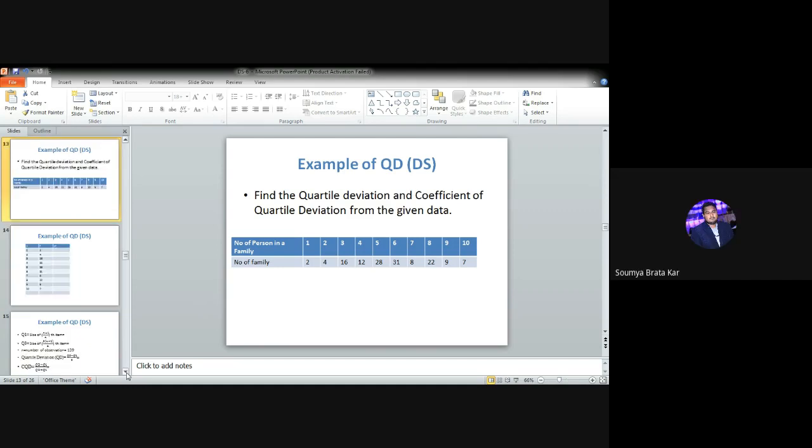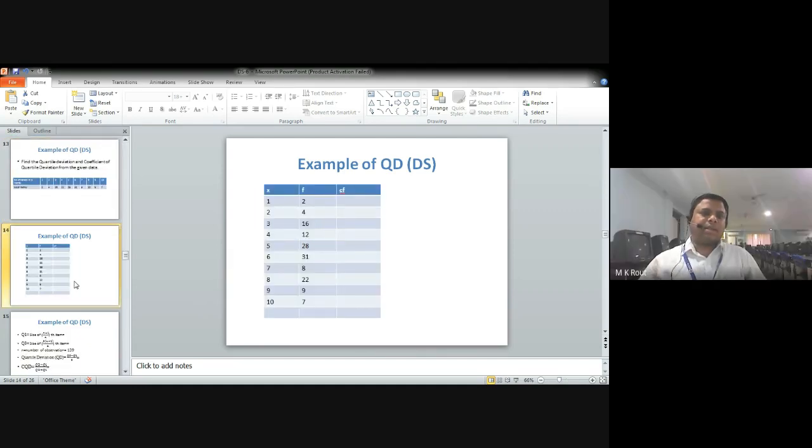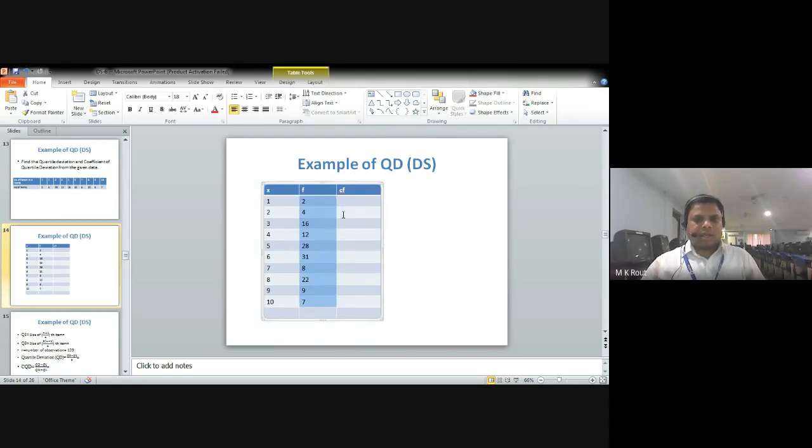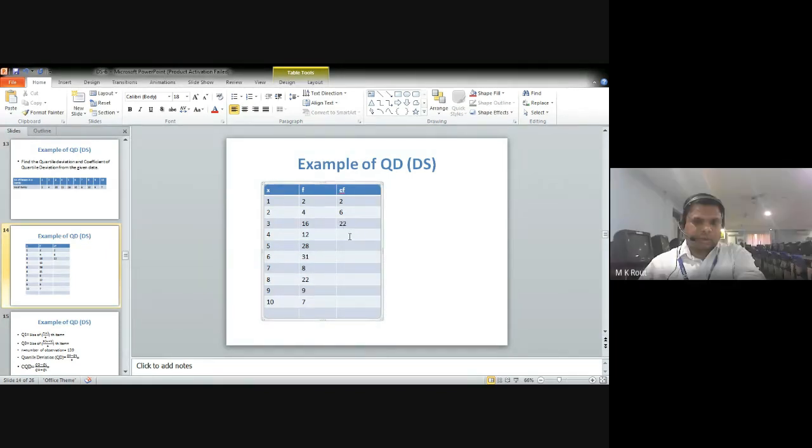Sir, we need to find the cumulative frequency. In this case, you have to directly calculate the cumulative frequencies. Try to calculate. First, calculate the sum of frequency, then proceed to calculate the cumulative frequency. For the first row, that is 2. For the second row, that is 6. For the third row, that is how much? 22. The next one is 34.